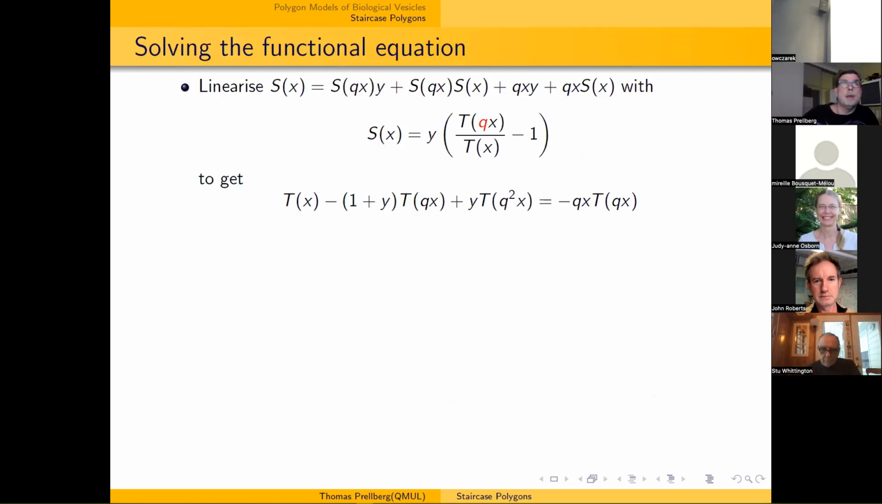So now for the slight bit of magic, and this is something that we managed to do in Melbourne. This functional equation here, which is nonlinear, if you stare at it long enough, you see it is kind of akin to a q-version of a Riccati equation.